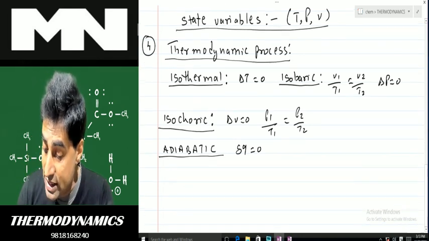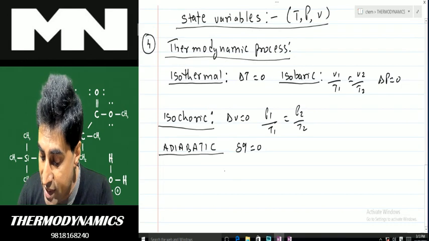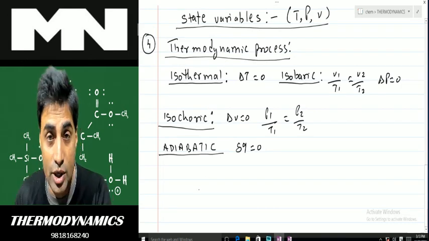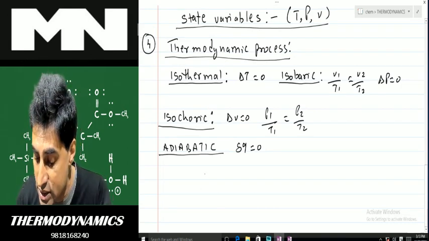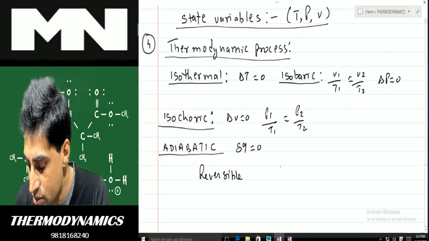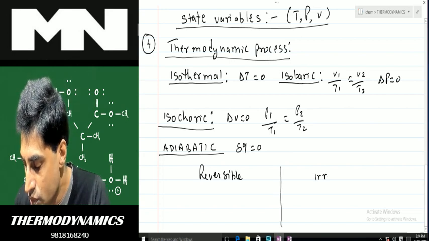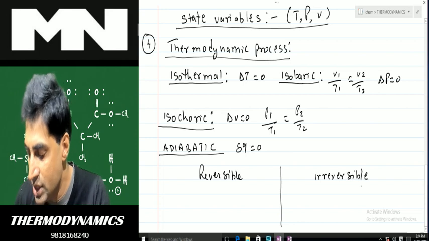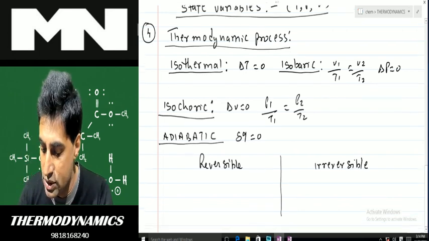Next, these thermodynamic processes can also be divided into two parts. In thermodynamics, that classification basically works. That is reversible and irreversible. Reversible and irreversible thermodynamic processes.